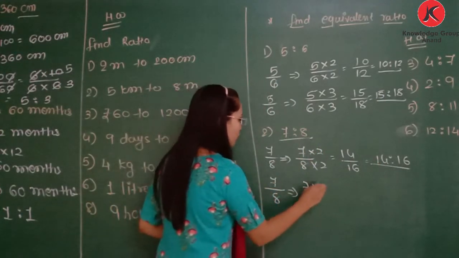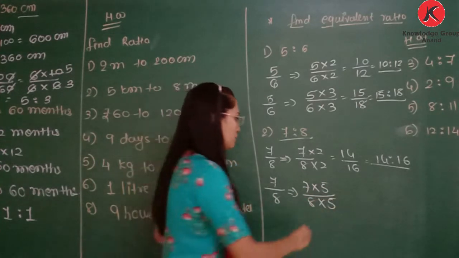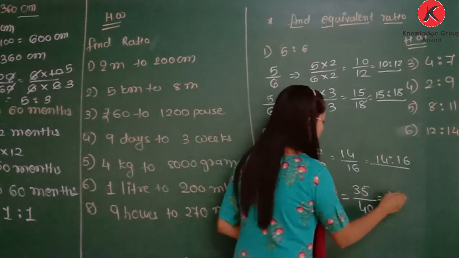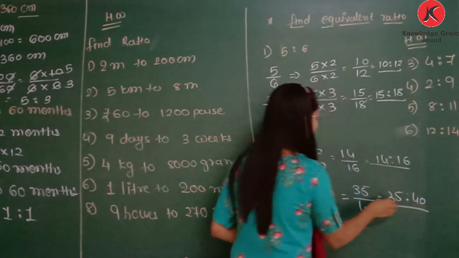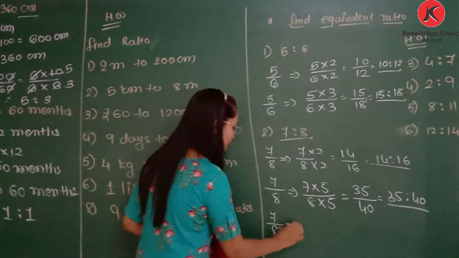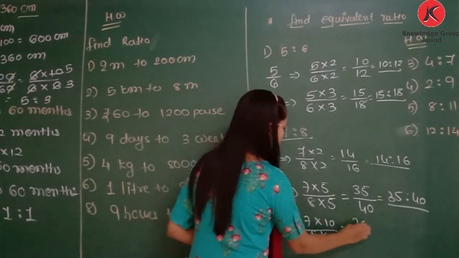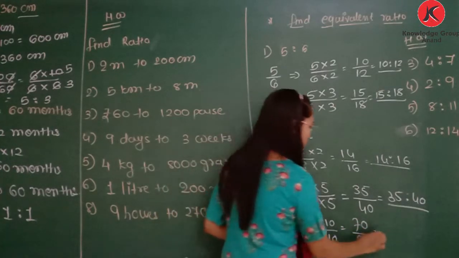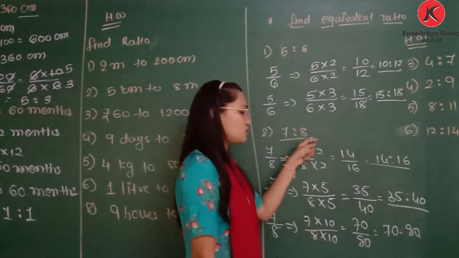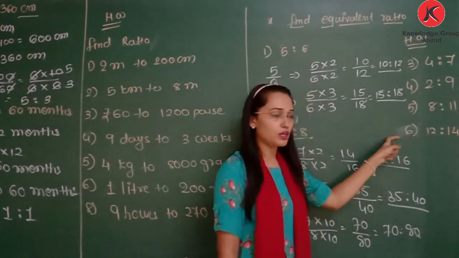Let's multiply with 5. In numerator and denominator we will multiply with 5. So we get 35 by 40. So 35 is to 40 is also an equivalent ratio of 7 is to 8. You can find one more by multiplying with 10. So it is 70 by 80. So 70 is to 80 is an equivalent ratio of 7 is to 8. Here four examples are given that you need to solve in homework.